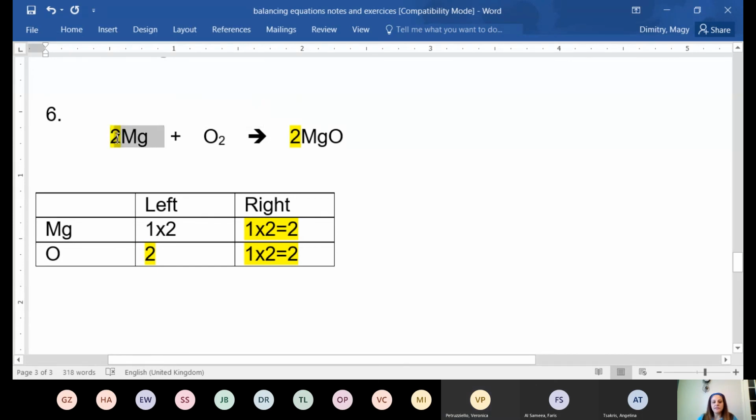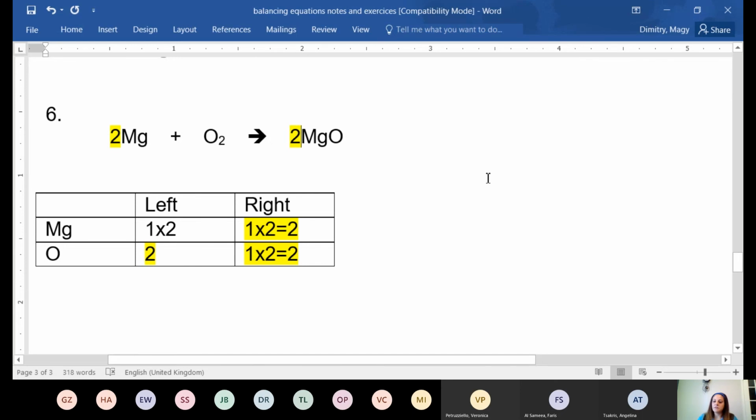So 2 magnesiums on the left, 2 magnesiums on the right, 2 oxygens on the left, 2 oxygens on the right, because it's multiplied here. 2 multiplies the entire molecule, as if it's an invisible parenthesis here. Okay?